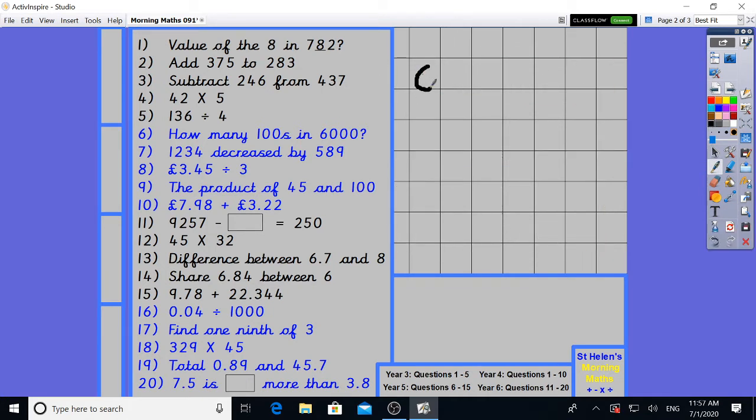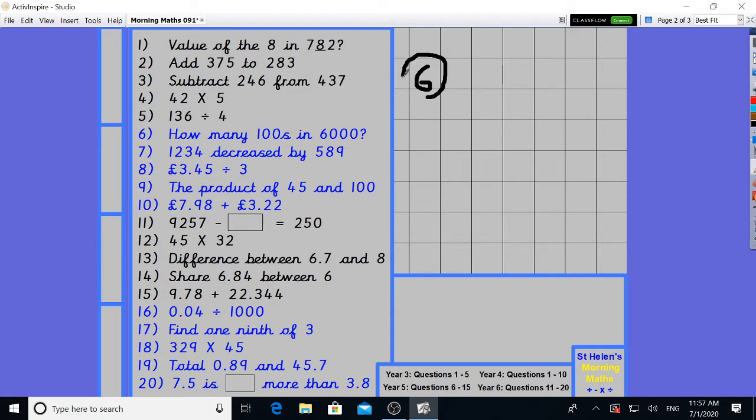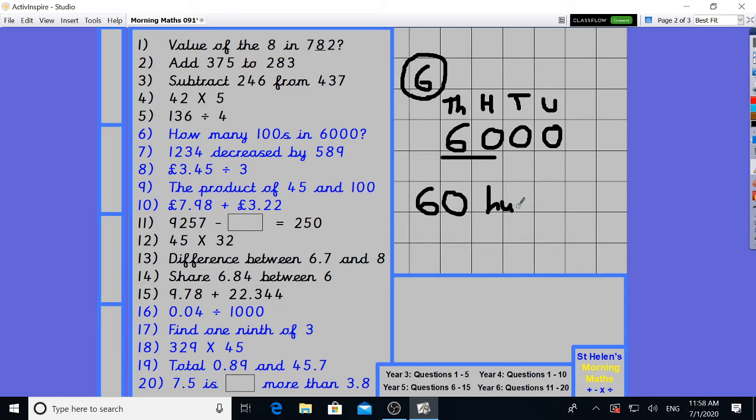So question 6, how many hundreds in 6,000? All right, 6,000. Units, tens, hundreds. We've got to hundreds already. That would be thousands. How many hundreds in it? 60 hundreds. That's the answer, 60 hundreds in 6,000. That means that 60 times 100 would be 6,000.